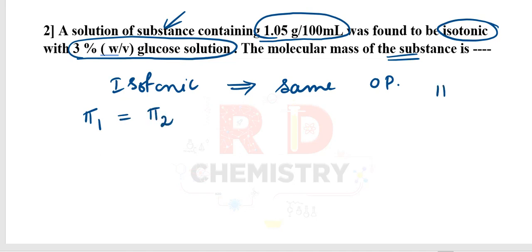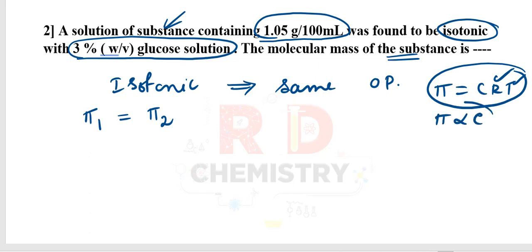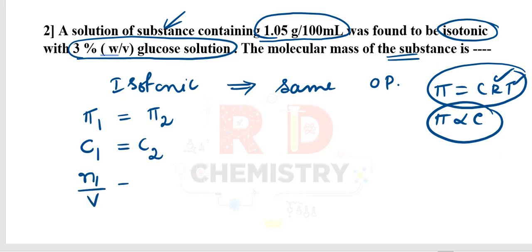And we know that pi is equal to CRT. R and T are constants. The pi is directly proportional to concentration. Therefore, concentration of the first solution should be equal to concentration of the second solution. How do you calculate concentration? Concentration is equal to number of moles of the solute divided by the volume, n2 divided by V, with volume in terms of liters.